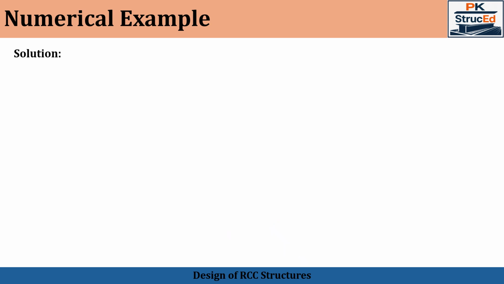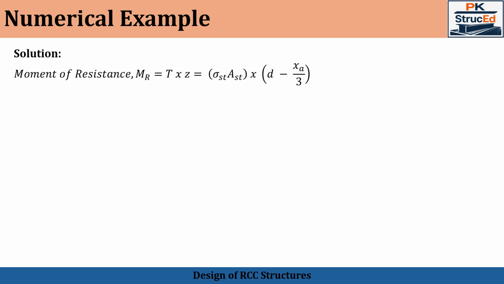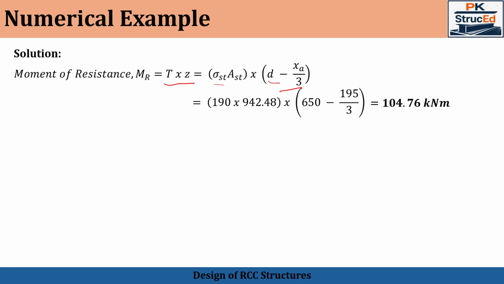So for an under reinforced section, the moment of resistance is governed by steel. Hence, the moment of resistance MR will be calculated as T into Z, where T is the total tensile force, whereas Z is the lever arm. Using the relationship, T is sigma st into AST, where Z is D minus XA by 3, and all the values are known. Sigma st is given as 190, AST we calculated, D is 650 mm, and XA has been calculated. Substituting all the values, we get the moment of resistance, which comes around 104.76 kilonewton meter.